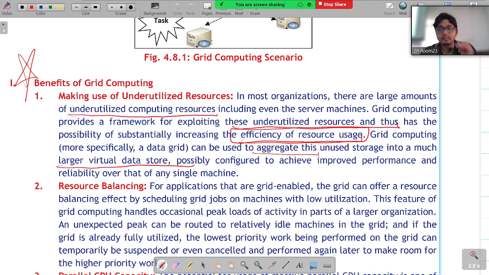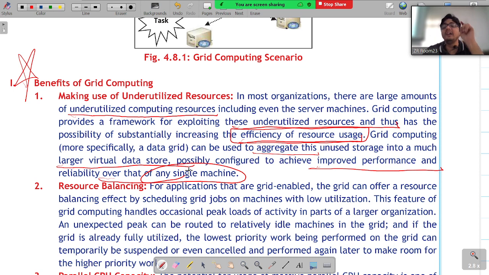Now, if we use storage of some other computer which is underutilized, it will help us to improve the performance, and we are not dependent on any single machine. Because of grid, the other machines will help that single machine. Understood? Yes or no? Yes. So making use of underutilized resources. That is the main point.